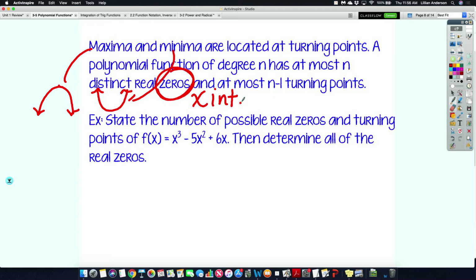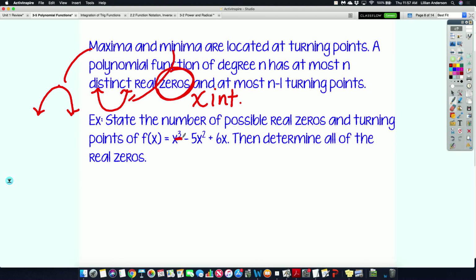Okay? So for example, we're going to state the number of possible real zeros and turning points of the function x to the third minus 5x squared plus 6x. And then we're going to determine exactly what those real zeros are. So, first thing we need to know is the degree of this polynomial. What's the degree of this polynomial?